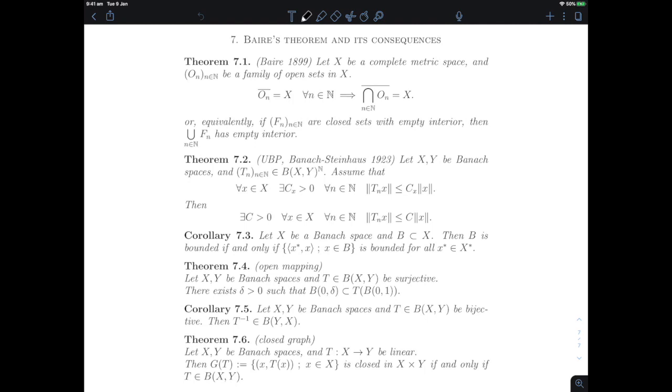Now, in this video, we're going to see some of the consequences of Baire's theorem. The first one is called the uniform boundedness principle, also known as the Banach-Steinhaus theorem, and it tells us the following. If we have a family of bounded linear maps between two Banach spaces, and this family is bounded pointwise, so for every x it's bounded, possibly in a way that depends on x, but uniformly in n, then it's actually uniformly bounded in the operator norm.